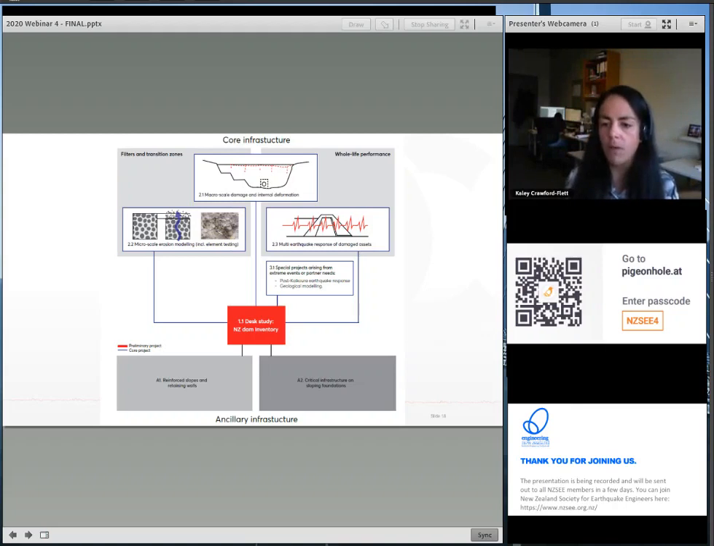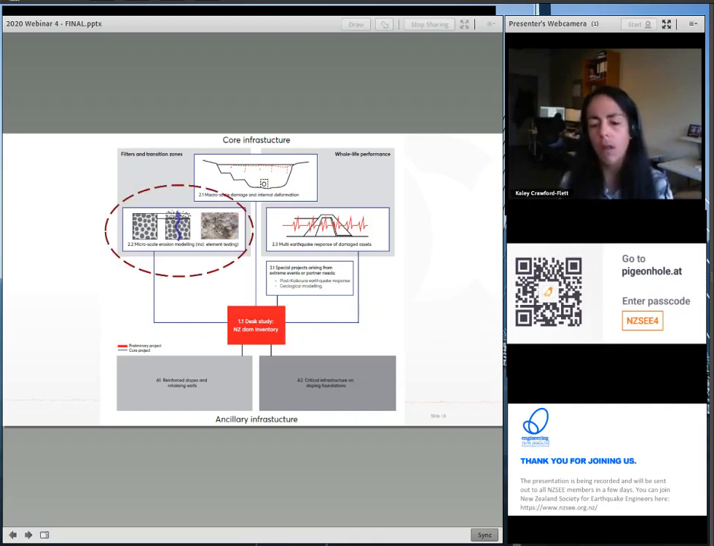At the core of all of this initially was a deep study trying to quantify our infrastructure and learn about input parameters for future modelling. So that was the starting point for the program. Today, I'll be mostly talking about the microscale erosion modelling and element testing.